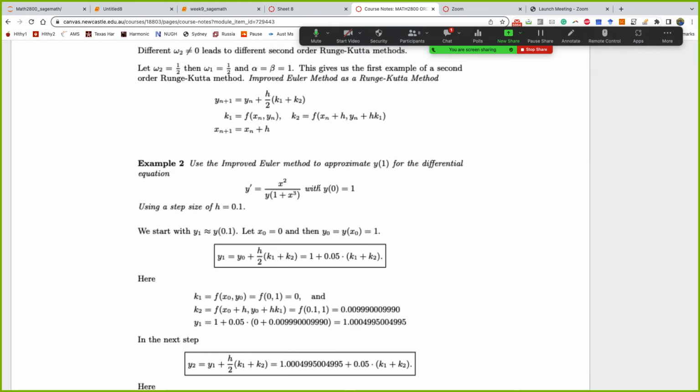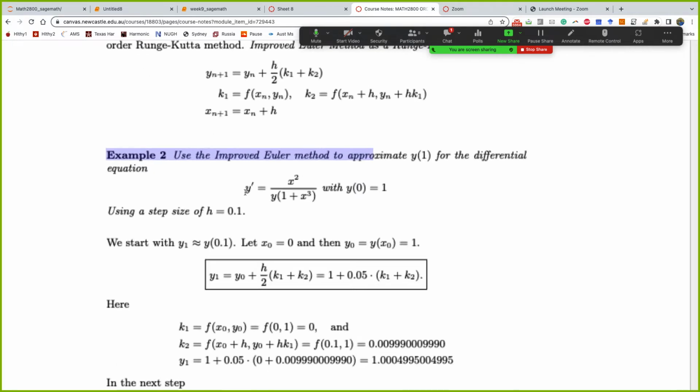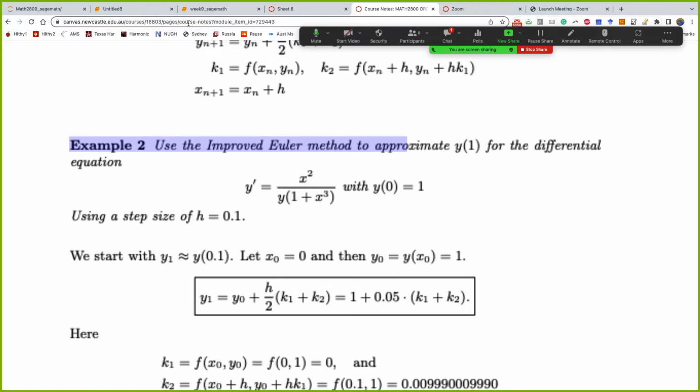Use the improved Euler method, example 2, to approximate y of 1 for the differential equation. So this is the differential equation. What I've done is this. Y prime equals x squared divided by y plus 1 plus x cubed. The initial part is this one.